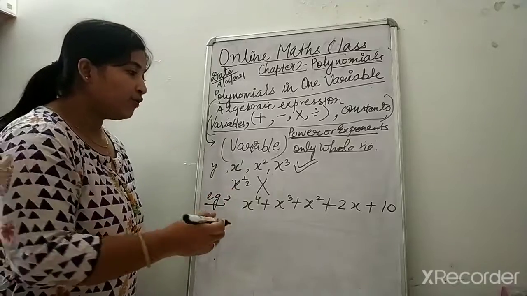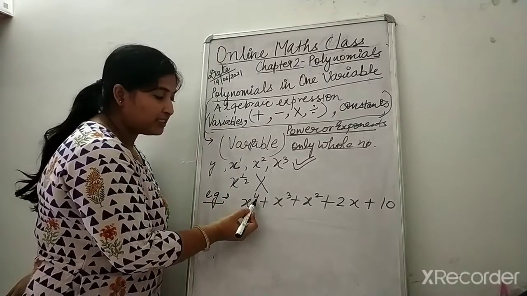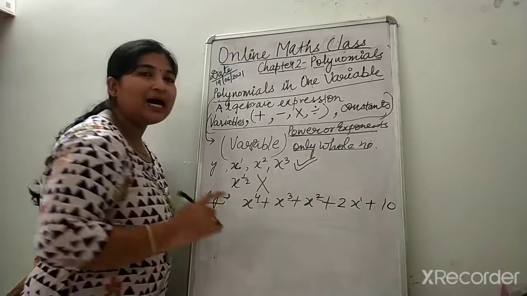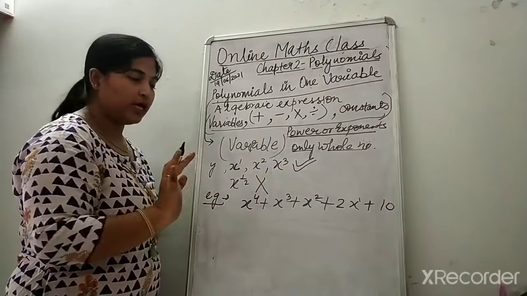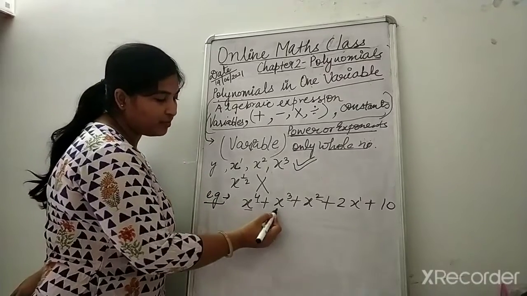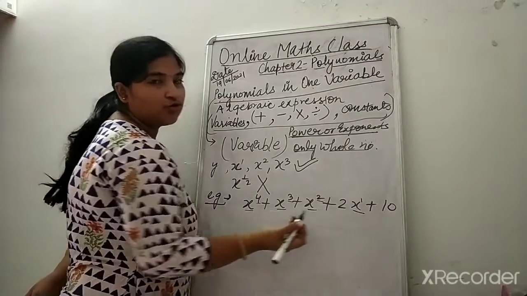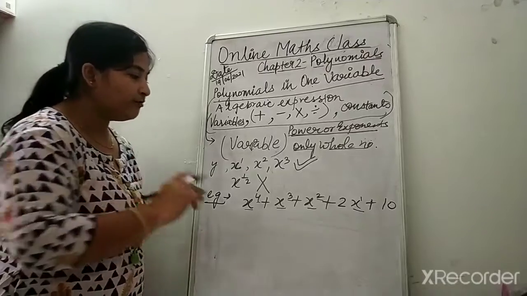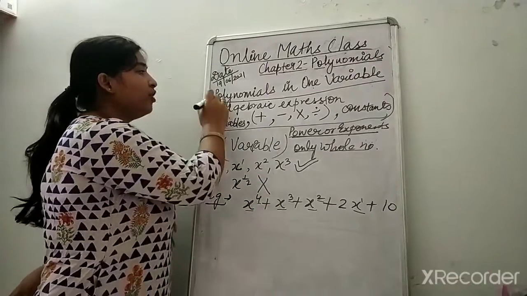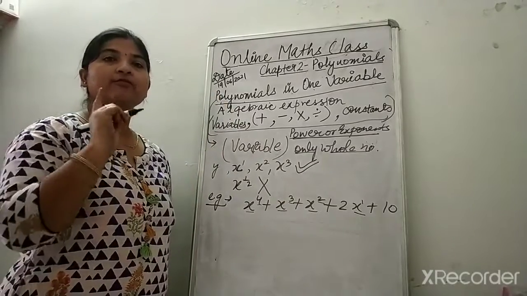Okay, you can check over here first of all the powers. x to the power 4, so 4, 3, 2 and 1 are all whole numbers. So it is a polynomial. Now can you tell me how many variables are used over here? Only one variable, and that is x. So this is your polynomial in one variable.